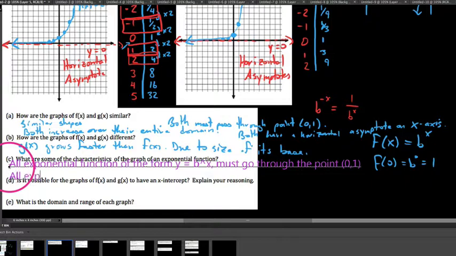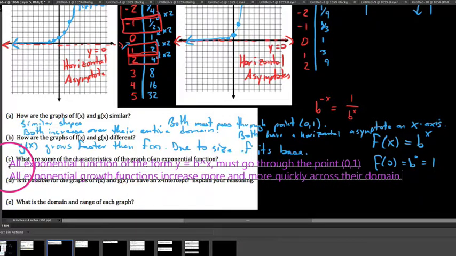And all exponential functions, we'll write exponential growth functions for this one, increase more and more quickly across their domain. Okay, and I suppose we could say horizontal asymptote on x-axis. I just got to squeeze that in there. Okay, so that being said, let's take a look at letter D here.